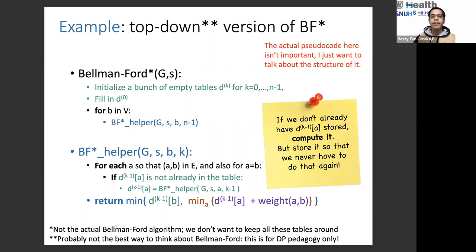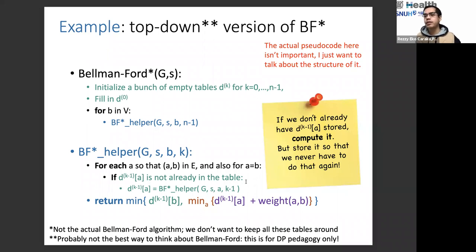But sometimes, if you're using the Bellman-Ford algorithm, we don't want to keep all those tables, because if we have many, many problems, the table also becomes complicated. That's why we have to see what kind of parameter can be helpful if you're using the Bellman-Ford criteria. Probably this is not the best way to think about Bellman-Ford, because this is only for dynamic programming pedagogy.